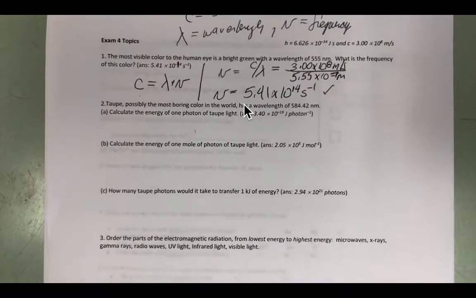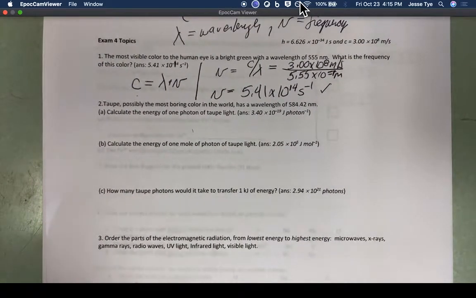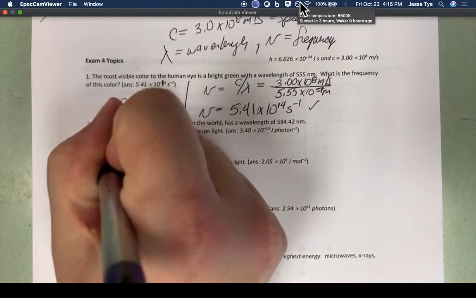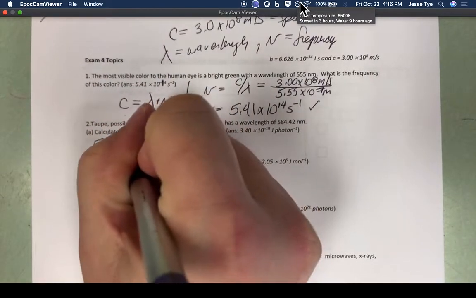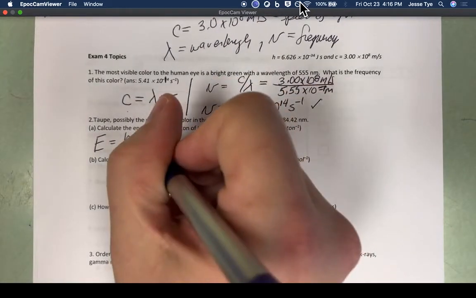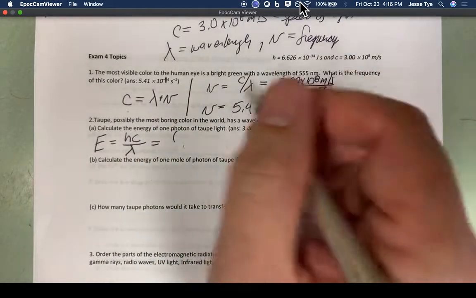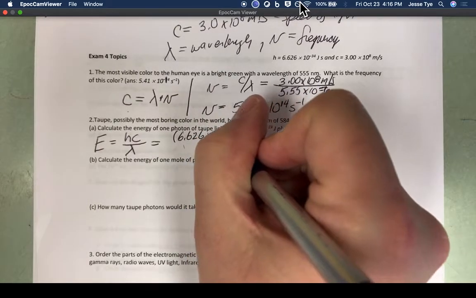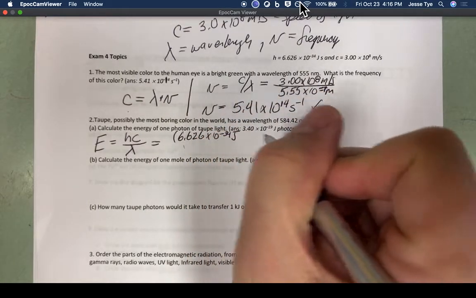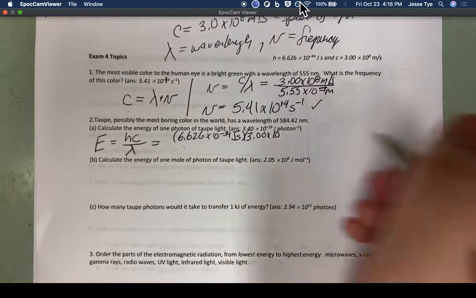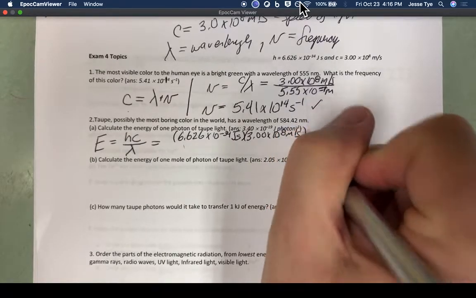All right, for our next question, number 2 here, we're asked to calculate the energy of one photon of this taupe light. And we can use E equals hc over lambda. It's a good equation to use here because we've been given wavelength instead of frequency. So h is given here at the top, 6.626 times 10 to the minus 34 joules seconds, and c is 3.00 times 10 to the 8th meters per second.